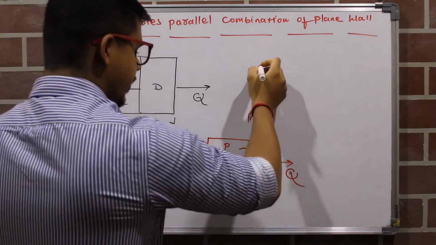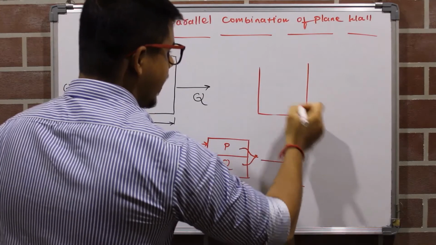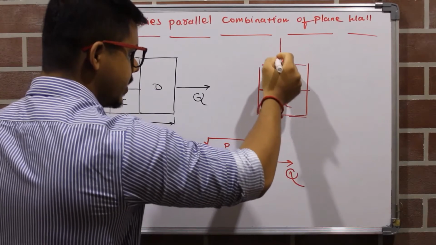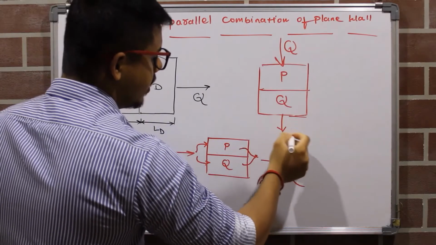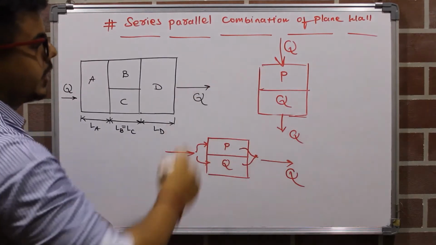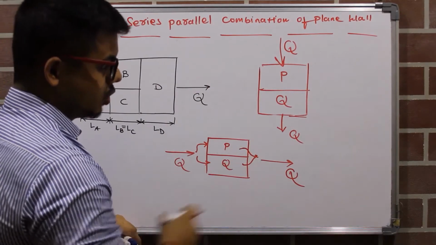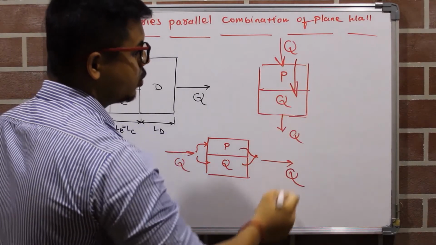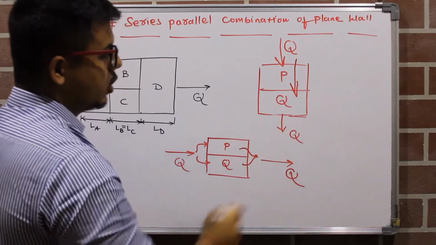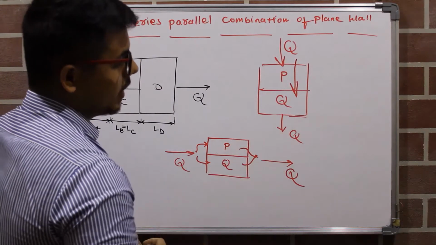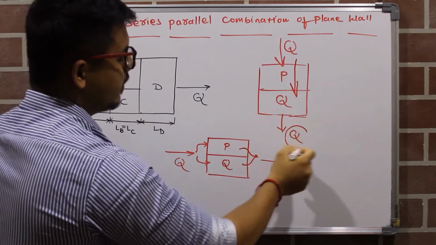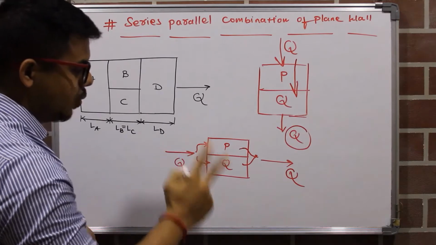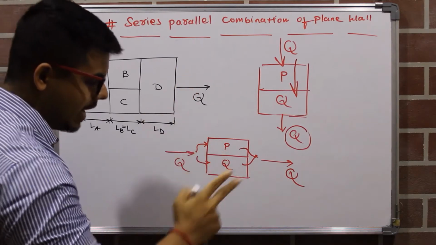Now suppose we have the same combination of walls P and Q, and the heat is flowing in this direction. Then P and Q are in series connection. Why? Because the heat does not have to be divided into 2 parts. It will directly travel through P and Q without dividing, so at last we will get Q only. So at the interface, if the heat divides into 2 parts, the walls are connected in parallel combination.